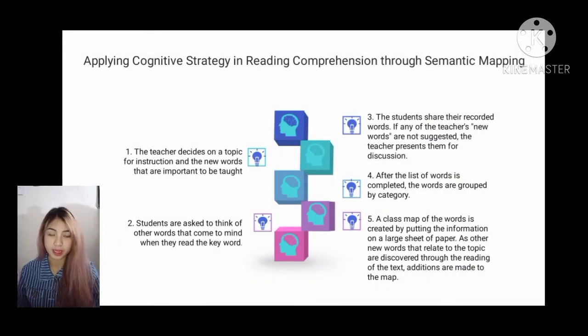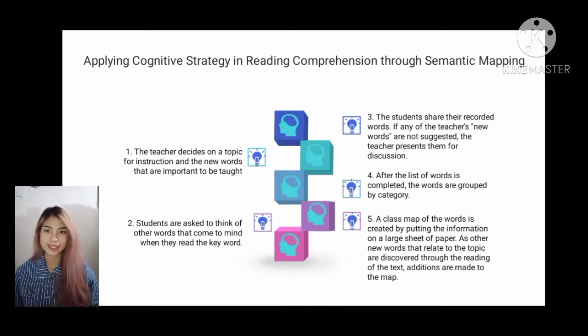Now, I will explain how to apply cognitive strategy in reading comprehension through semantic mapping. The first one is the teacher decides on a topic for instruction and the new words that are important to be taught. And the second is students are asked to think of other words that come to mind when they read the key word. The third is the students share their recorded words. If any of the teacher's new words are not suggested, the teacher presents them for discussion.